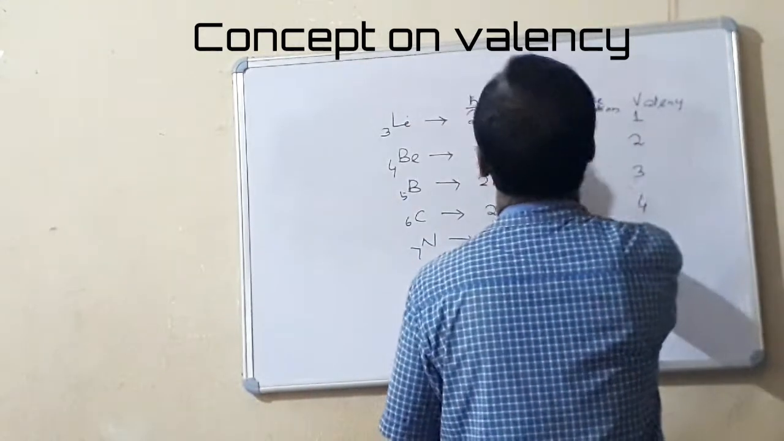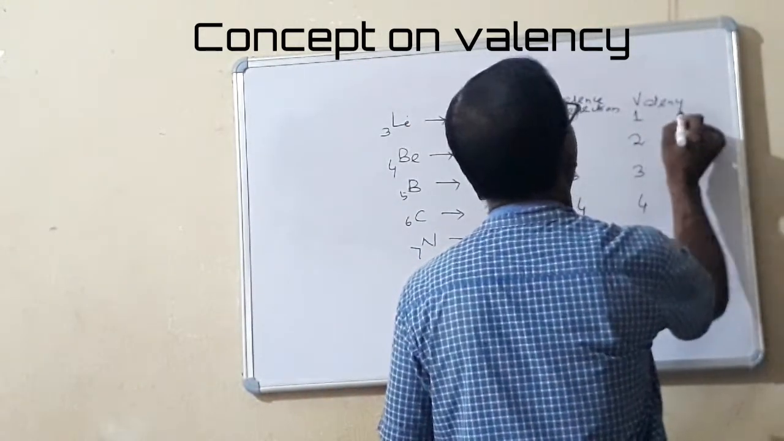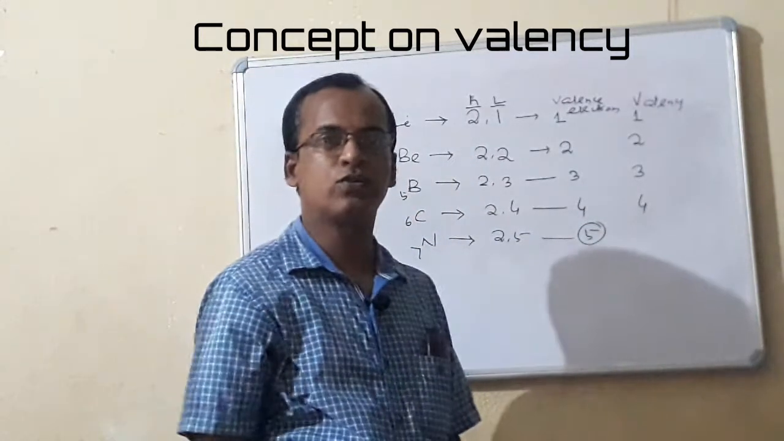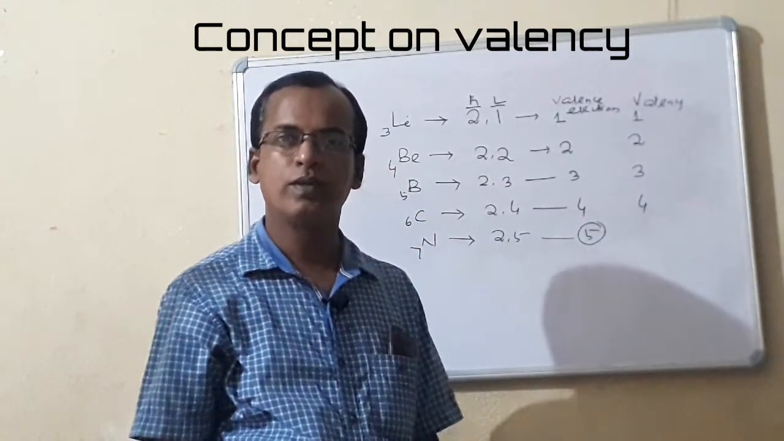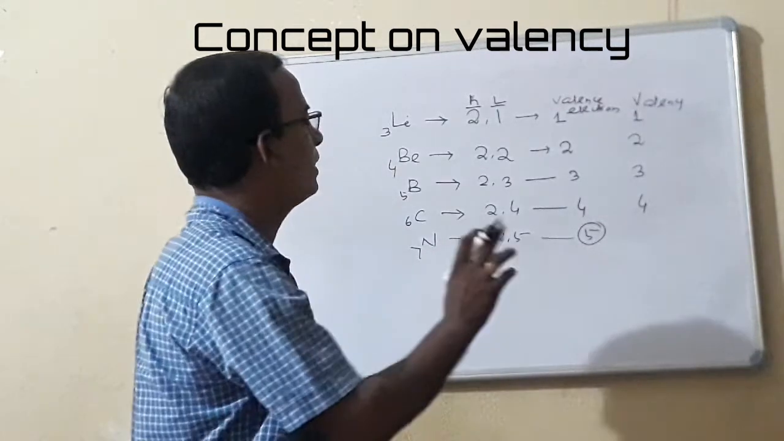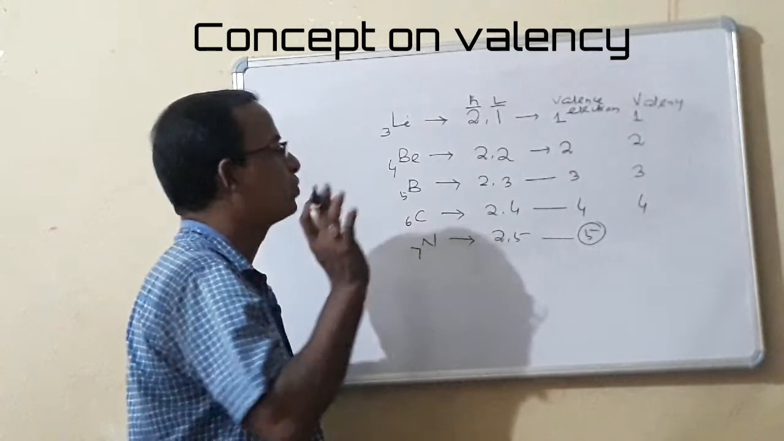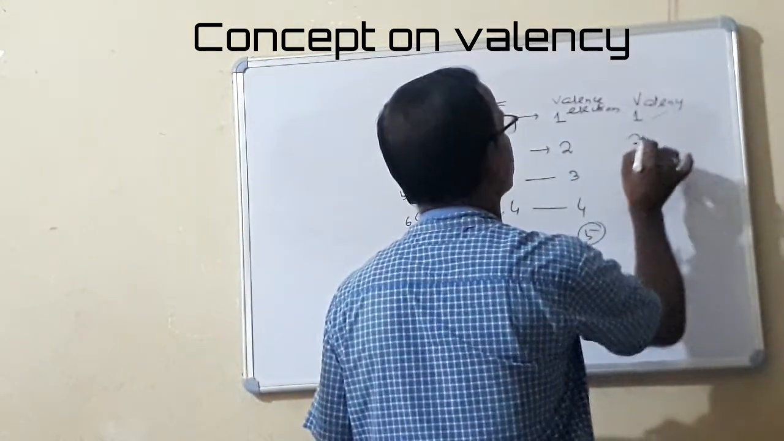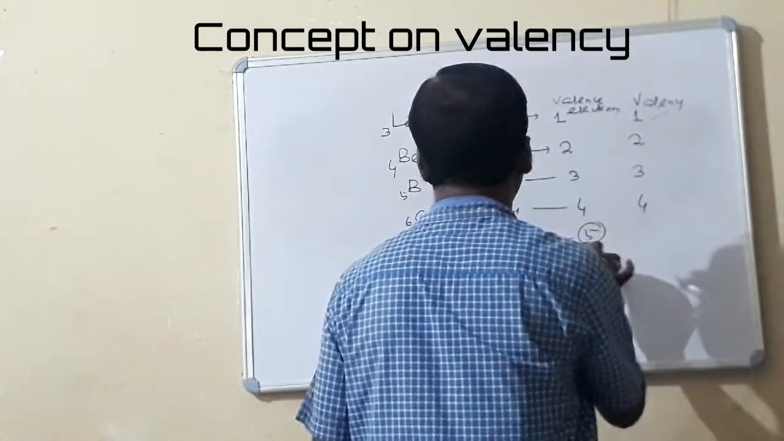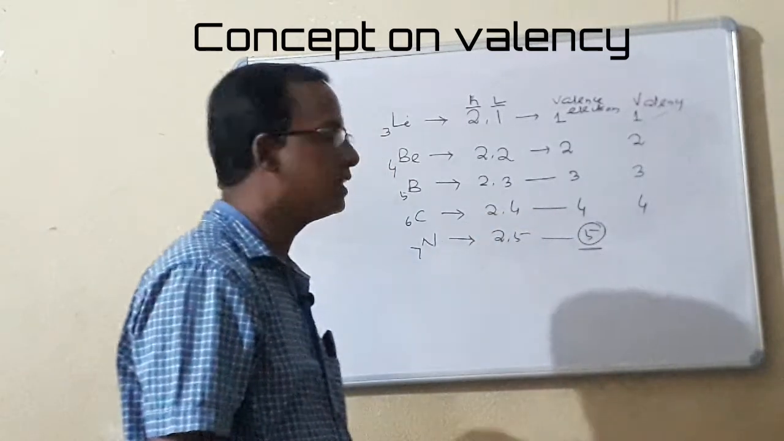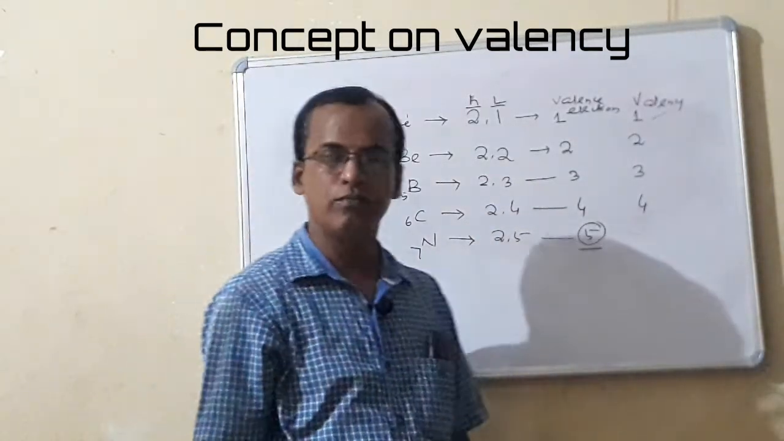all the elements try their best to attain the nearest noble gas configuration. In the case of lithium, the nearest noble gas is helium. The noble gases are helium, neon, argon, krypton, xenon and radon. So the valency here is 1 and in these cases 2, 3, 4.